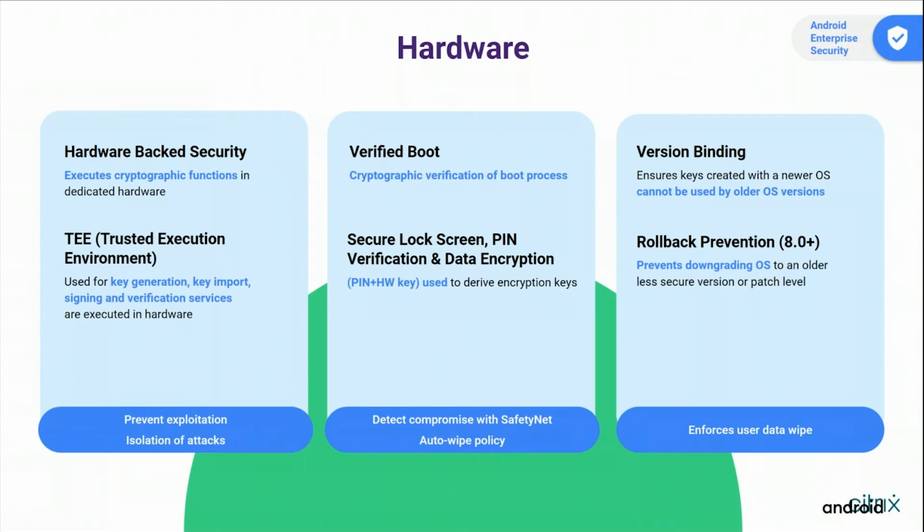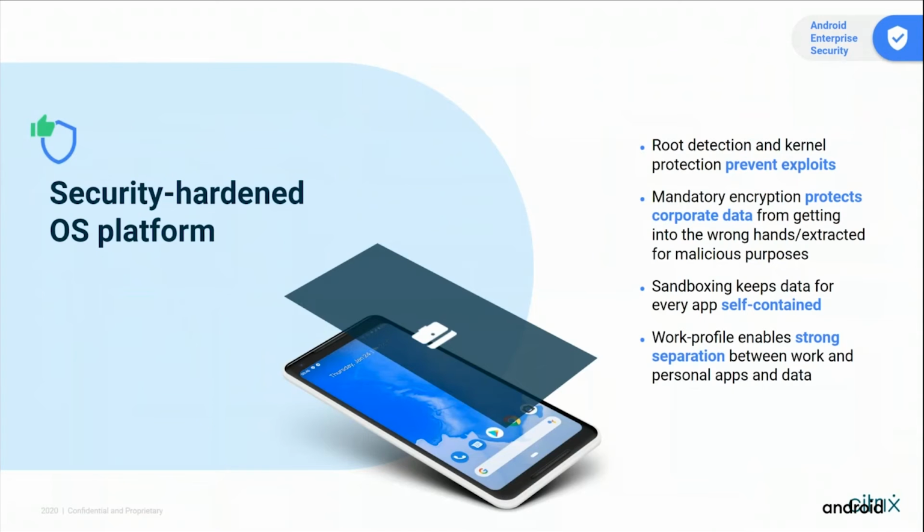Or we offer rollback prevention on 8.0+, which prevents the downgrading from the OS to an older, less secure version. And this is important to understand to protect your data on lost or stolen devices, as an attacker could exploit the kernel and use a vulnerable version to access company data or install a persistent exploit. And again, if you have rollback prevention, that's not going to help because it will see that it's trying to downgrade the OS and that is just not going to work.